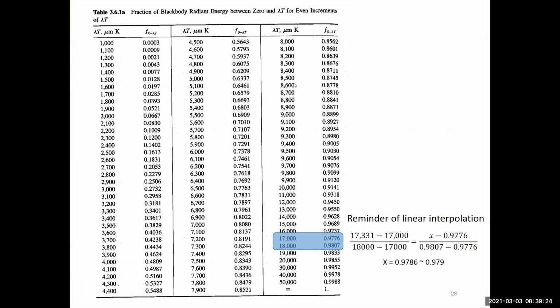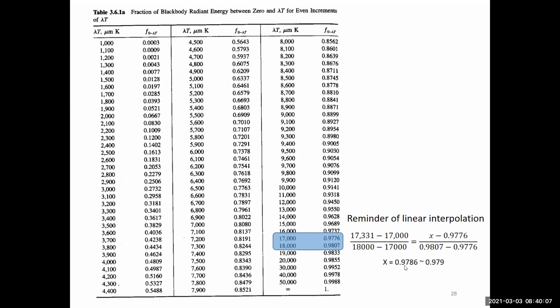This is the value of lambda t, whereas the other line here represents f from 0 to this lambda t. So the value that we want is 17,331 minus 17,000 divided by 18,000 minus 17,000. It is going to equal the value of f from 0 to lambda t that we want. We call it x minus the value corresponding to 17,000, which is 0.9776, divided by that corresponding to 18,000, 0.9807, minus that value, 0.9776 here. So from here we can calculate the value of x.